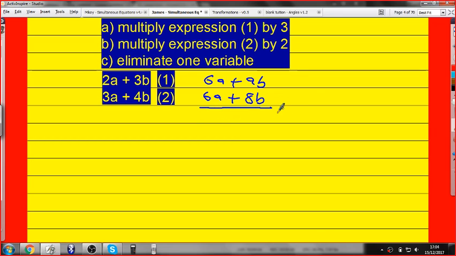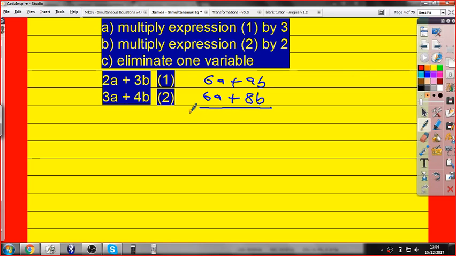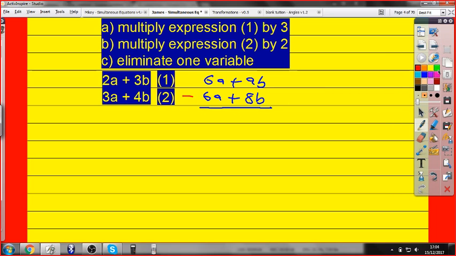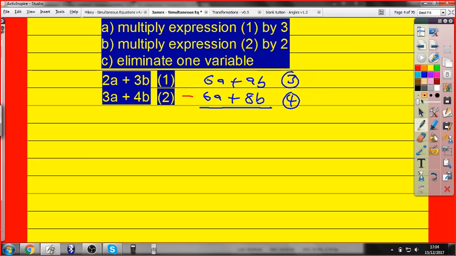Any idea how you would do that? Yeah, you get rid of the 6a. And how? You'd do 6a take away 6a. Yeah. And so let's call these expressions 3 and 4. If you did 3 minus 4, what would you be left with?